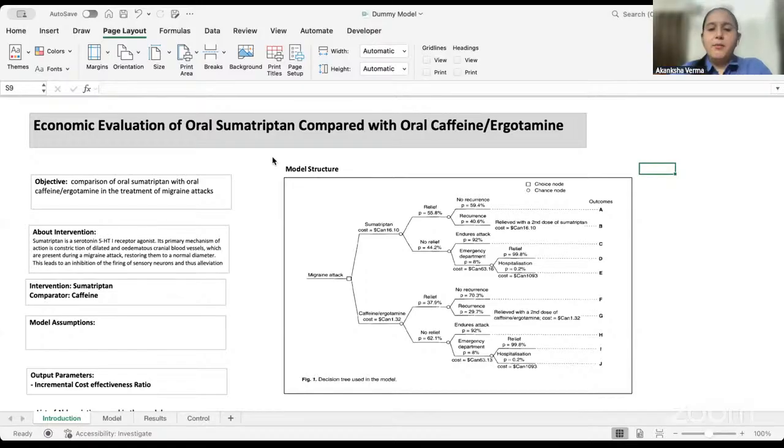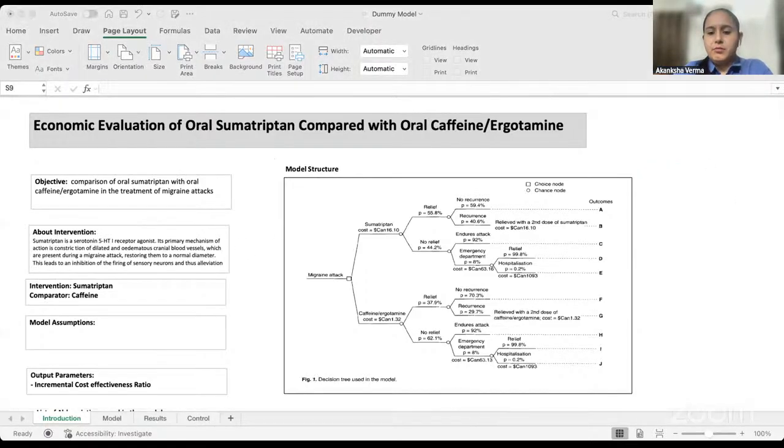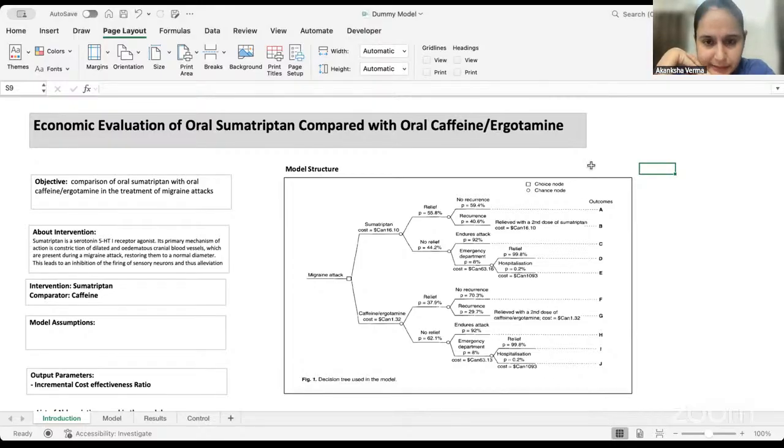So this is a model. This is not the same model, this is for basically migraine treatment. Okay, the principle is the same. I have given everything in the model. So what we actually want to do is compare oral sumatriptan, which is a drug for management of migraine attacks, with oral caffeine in the treatment of migraine attacks.